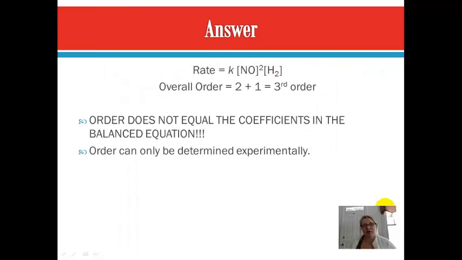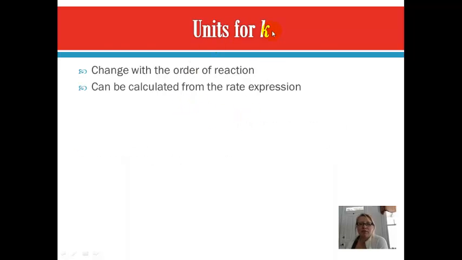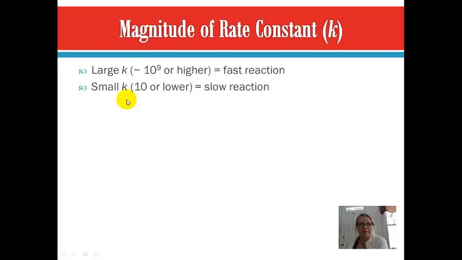So what's important to realize about this reaction is that the order of a reaction does not equal the coefficients in the balanced equation. The coefficients cannot tell you anything about the rate. The rate can only be determined experimentally. Now, the units for k can change. They're dependent upon the order of reaction. And to find the units, you have to use the rate expression. And we'll do lots of these examples in class.